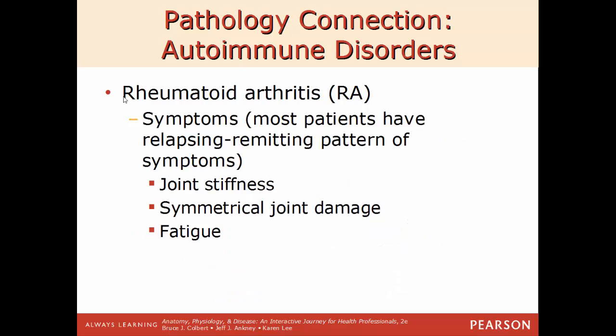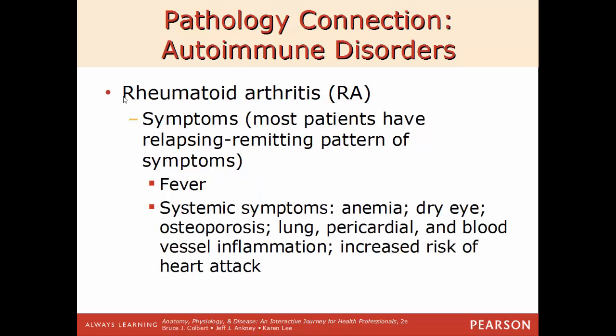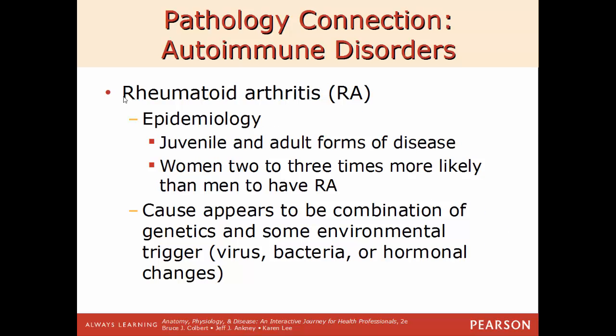Some common symptoms of RA: joint stiffness, symmetric joint damage, and fatigue. You also can have fever. You can also have some systemic symptoms like anemia, dry eye, osteoporosis, increased risk of heart attack, blood vessel inflammation, whether it be in the pericardium and the lungs. There are juvenile and there are adult forms of RA. Women will be 2 to 3 times more likely to develop RA than men.